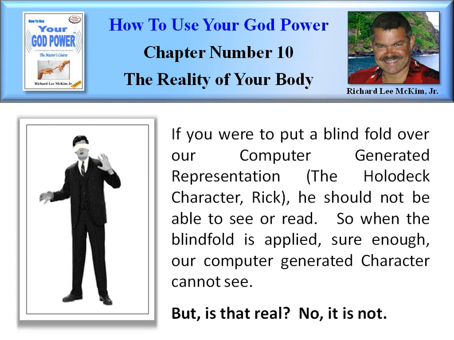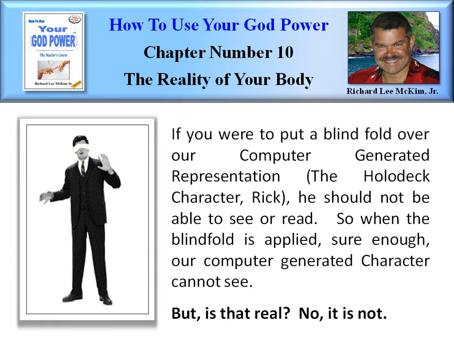If you were to put a blindfold over our computer-generated representation, the holodeck character Rick, he should not be able to see or read. So when the blindfold is applied, sure enough, our computer-generated character cannot see. But is that real? No, it is not. Because since the computer generated everything there is to see, including the book, then the computer doesn't need to see through the fake eyes of the computer generation. It doesn't need the light rays bouncing off the book page to enter the eye and be translated into nerve signals and register an image in the brain. That never really happened in the first place. It was only represented to look and seem that way.